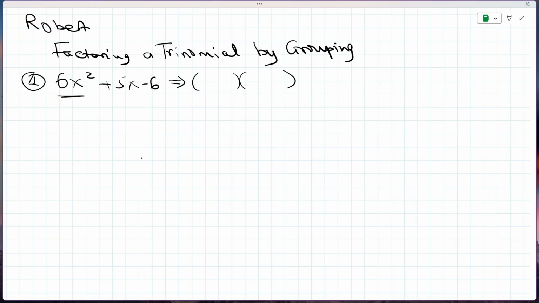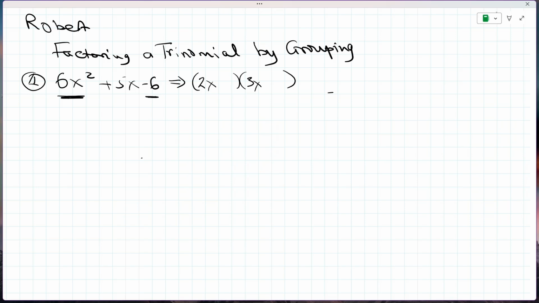So we look at the first term here, 6x squared. When we break that up into two smaller factors, which when multiplied together will give us back our 6x squared, you can clearly see that we're left with 2x and 3x, because when you multiply them together, we get back our 6x squared. Now, next, we look for two factors that, when multiplied together, will give us minus 6.